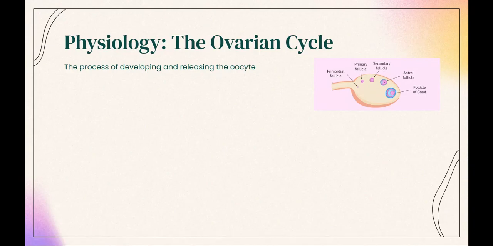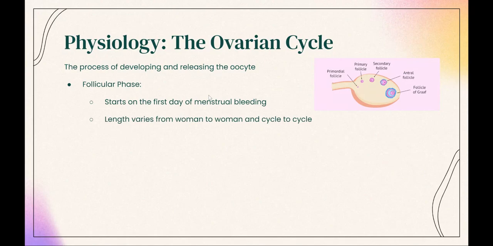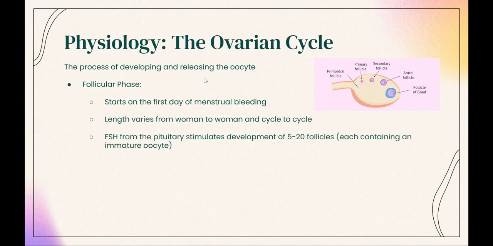And as they go through puberty and start to ovulate, these follicles mature, develop. And the follicular phase, as I said, starts on the first day. Bleeding length varies from woman to woman and cycle to cycle. So when you're counseling people who are trying to get pregnant or people who are using natural family planning, that's important to remember.